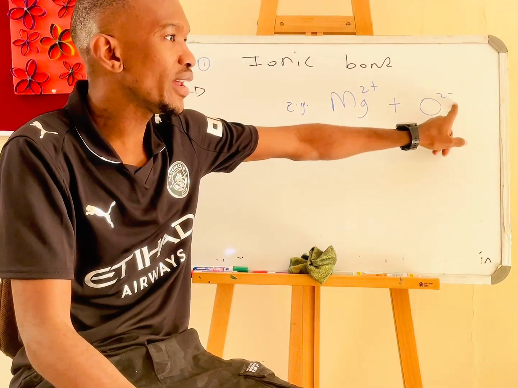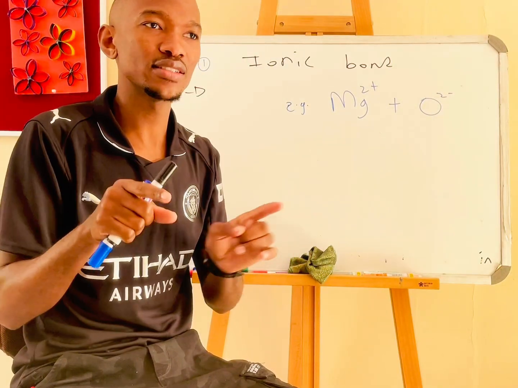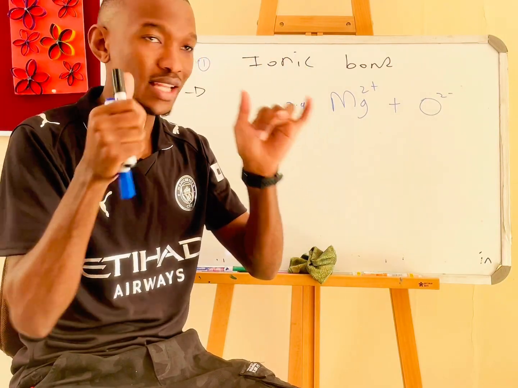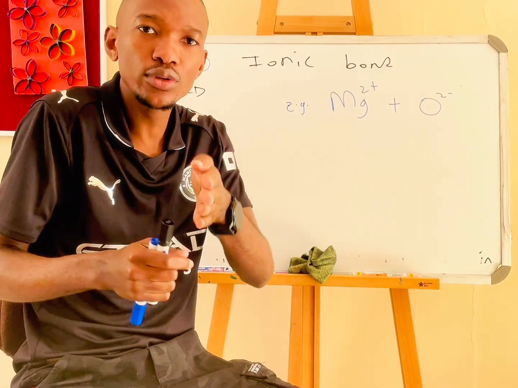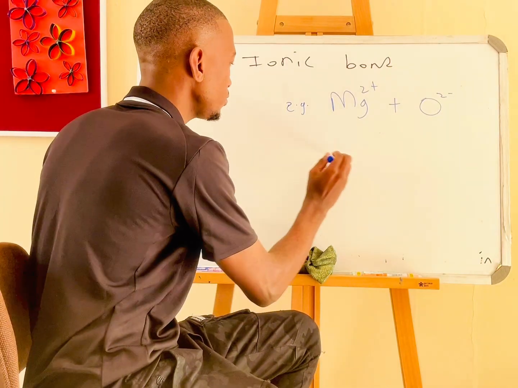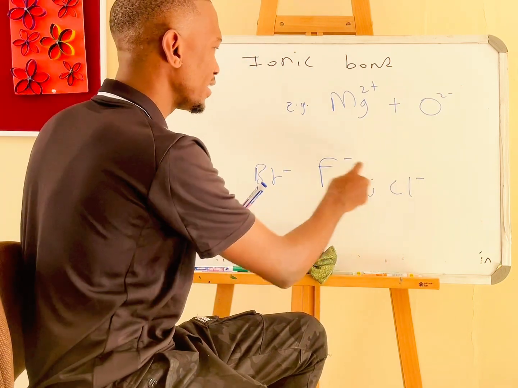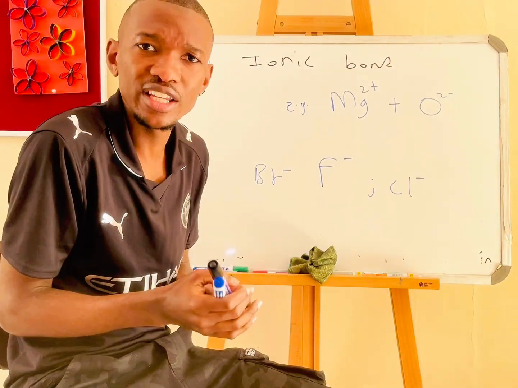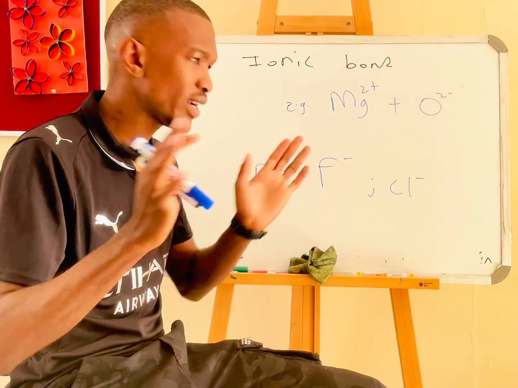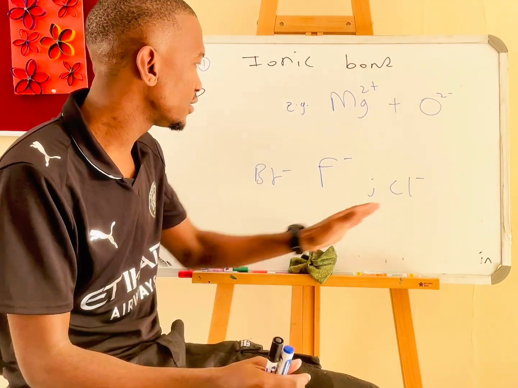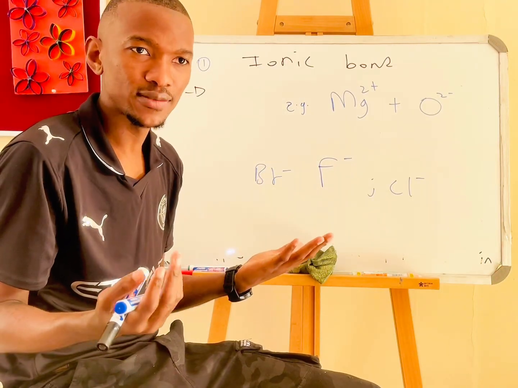That 2 minus means that oxygen needs 2 electrons to be stable, because oxygen already has 6 valence electrons, so it needs 2 more to be stable. Chlorine, bromine, iodine, fluorine have a minus 1 charge. Why? Because they need 1 electron to be stable. Argon and helium are already stable, which is why they hardly bond. They are non-reactive. These ones have 7, so they need 1 electron to be stable, like having 8, like neon.